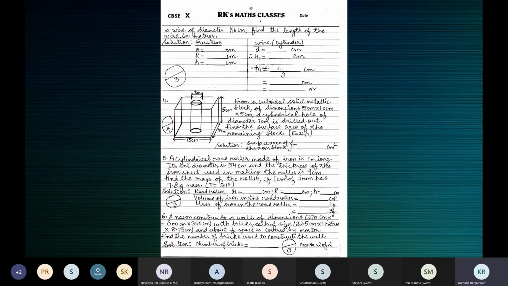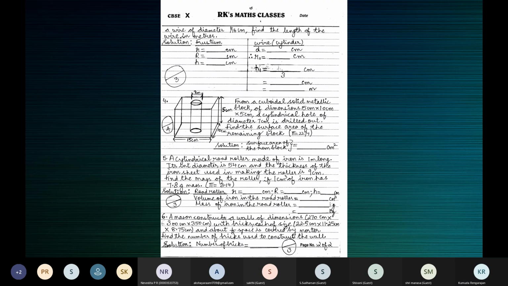What will be the height of the cylinder that's drilled out? The diameter is 7 centimeters. What is the height? From the figure you can make out that the height of the cylinder is 5 centimeters. So for the cuboid, you know L, B and H. And for the cylinder, you know the radius is 7 by 2 and the height is 5 centimeters. It is not given in the question, but from the figure you can make out that the height of the cylinder will be 5 centimeters.